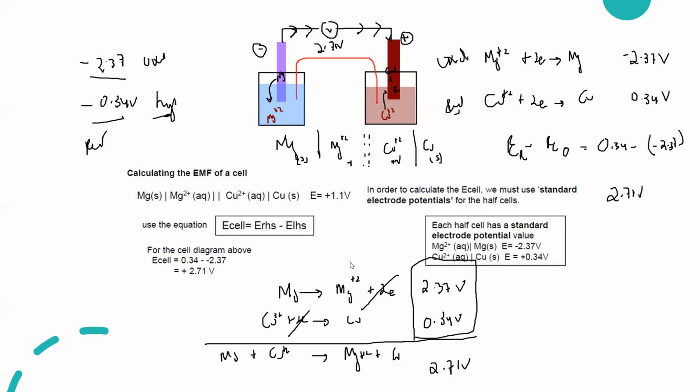And keep one thing in mind, the sign represents the movement of the electron. Using the electrode potential sign, you can identify for which substance reduction happens and for which substance oxidation happens. Yes, you can identify from signs as well.